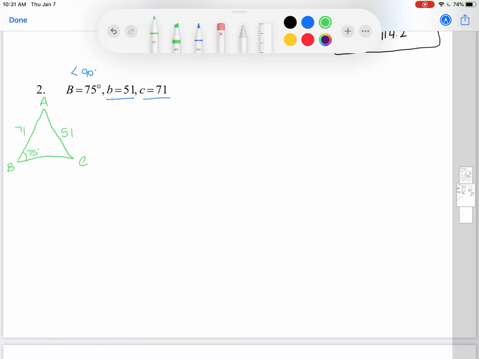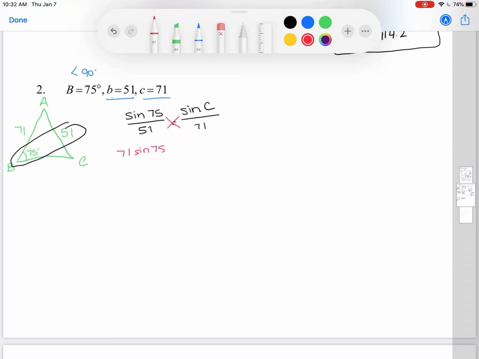And then C will represent 71, across from angle C. Okay, start with the basics. We know a matching set, so let's start with that. Law of sines: sine of 75 over 51 equals, and the C is the other portion that I know, but I don't know the angle, so I'm going to keep it sine C over 71.